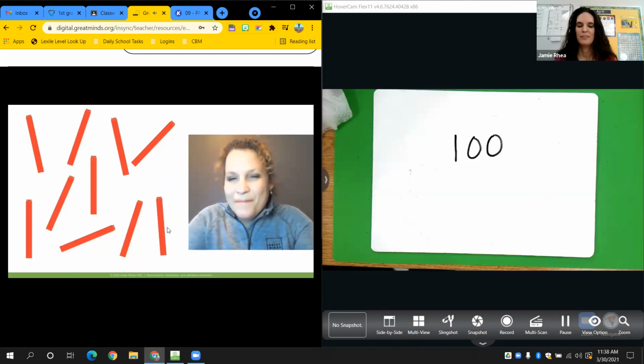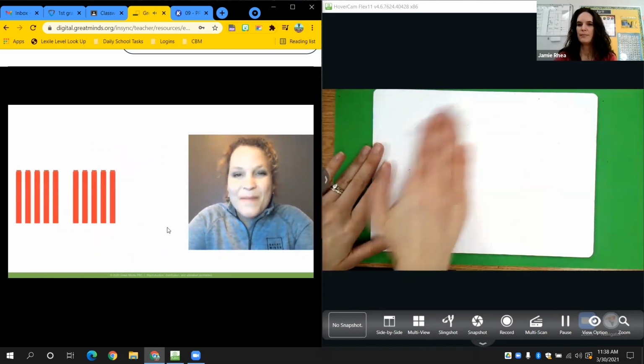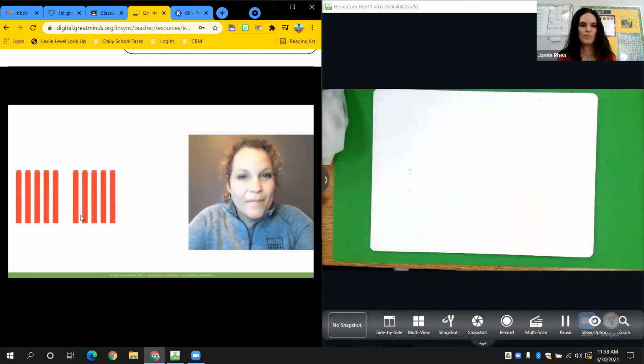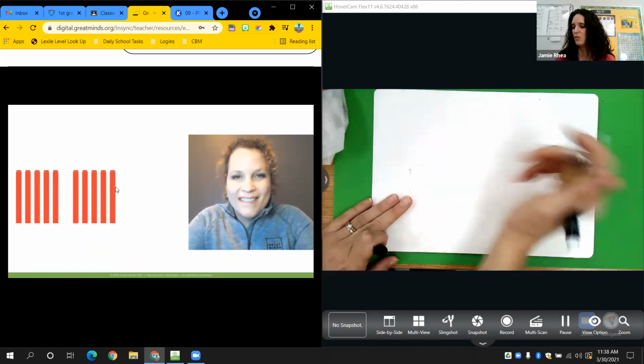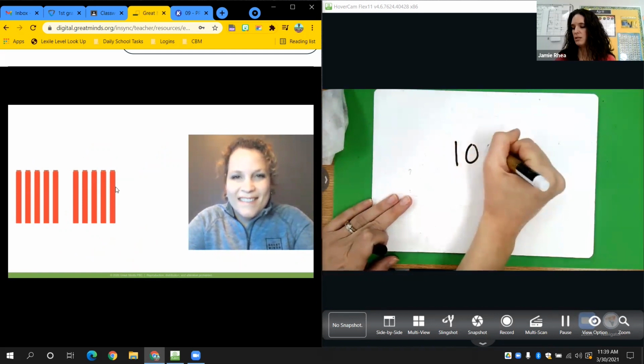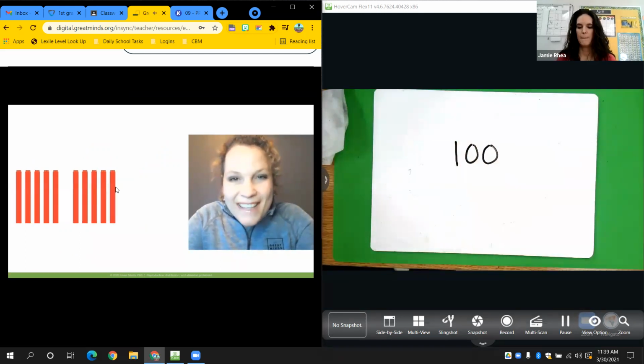Let's do another one. Okay, so erase. How many cubes do you see? Write it on your whiteboard. Show me red when ready. I see 5 tens and 5 tens, and I know that 5 and 5 make 10 tens, so that makes 100 also. Show me.